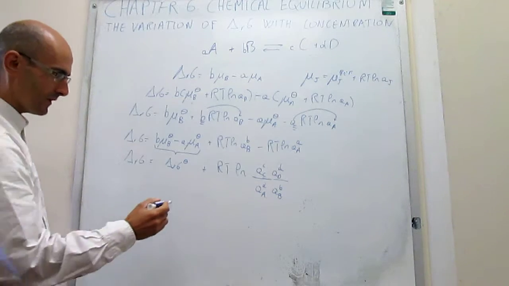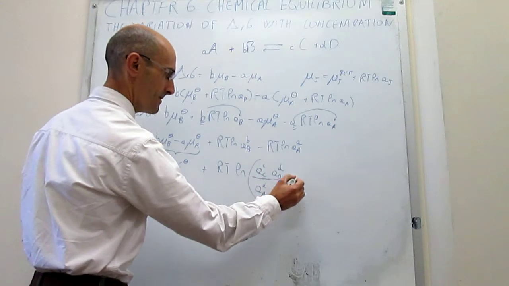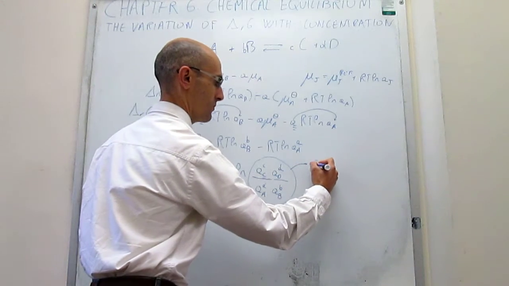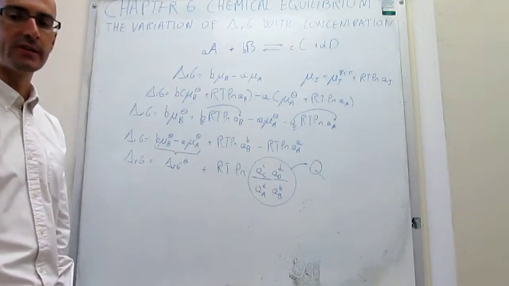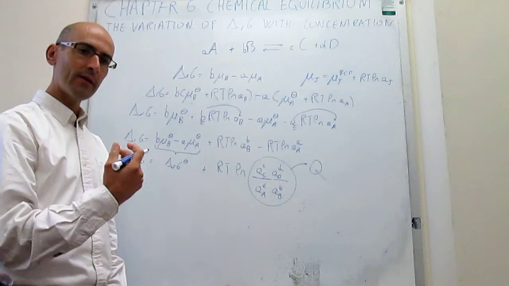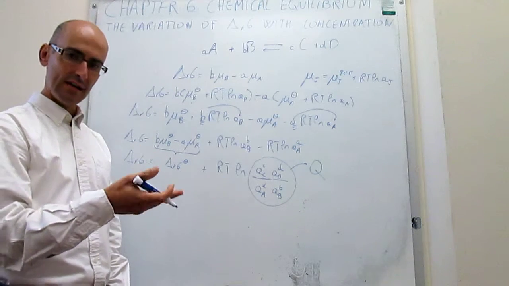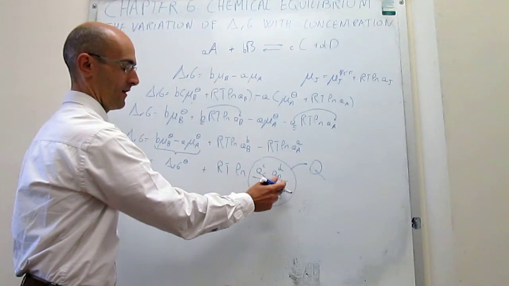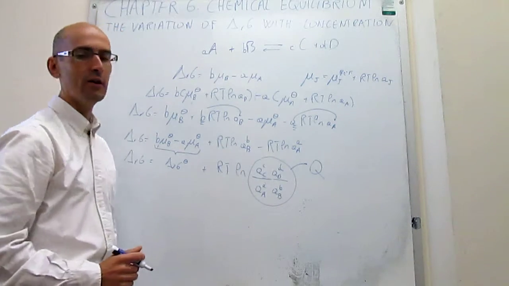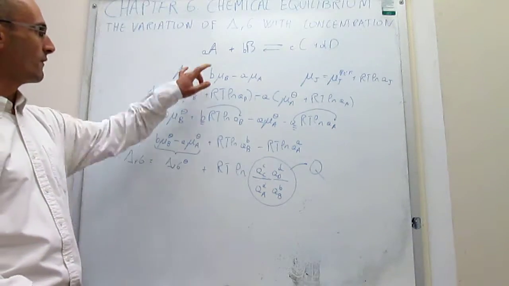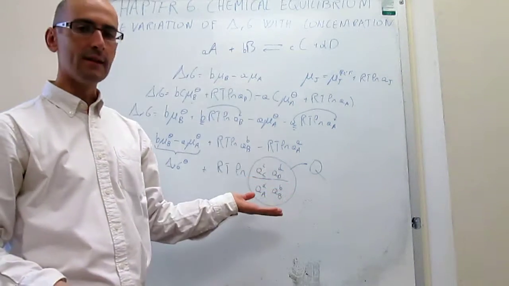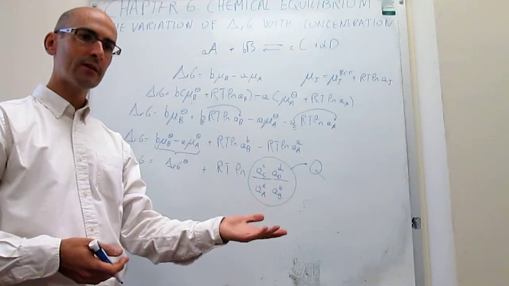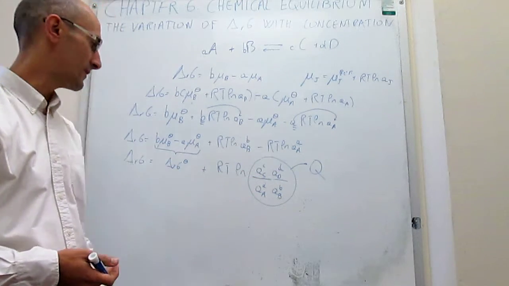Okay. Now, this is what we call the reaction quotient, Q. Again, it's just the activities of products over the activities of reagents, and each of those activities should be elevated to the power of the stoichiometric coefficients. If all of those stoichiometric coefficients are 1, then the reaction quotient will simply be the activities of products divided over the activities of reagents.